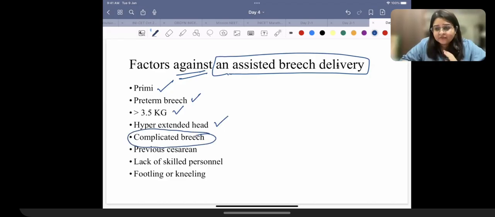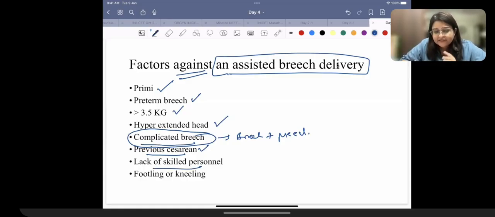What do you mean by complicated breech? Complicated breech means breech plus any other medical complication like preeclampsia, or breech plus GDM, or breech plus oligohydramnios. So any breech with any other complication is called a complicated breech. It's better to do a cesarean section. एक complication तो है ही, उसके ऊपर एक breech भी हो गया. Why take a risk? If she's previous cesarean, don't do it. You can do ECV, but you should not do an assisted breech delivery.